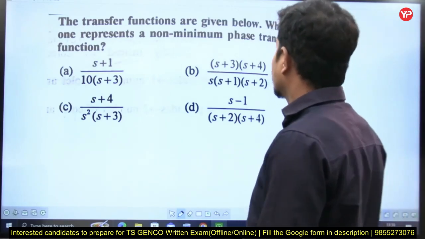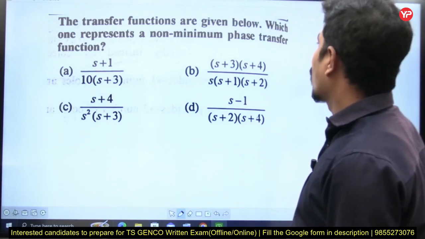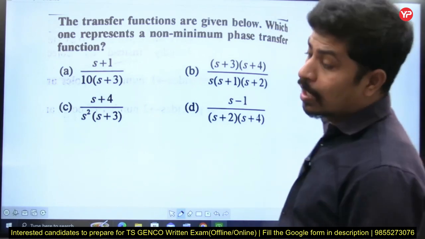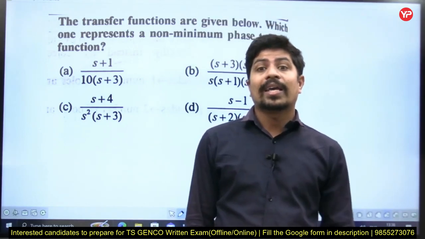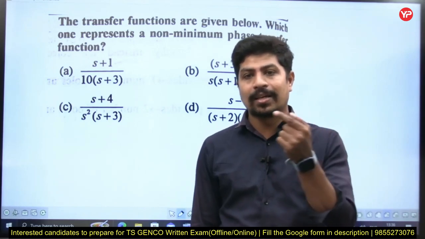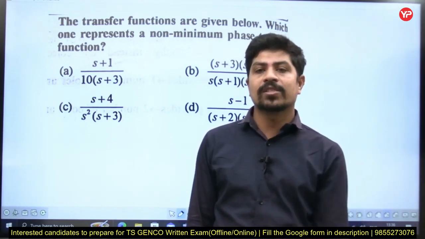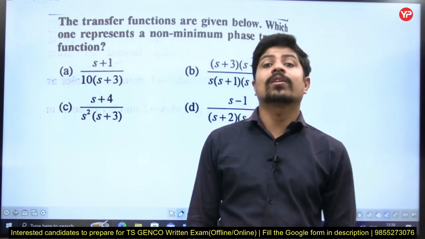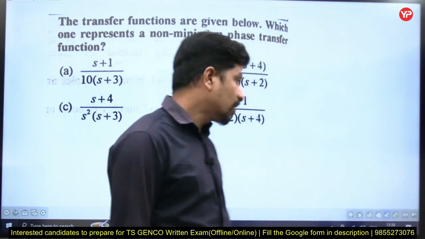The transfer functions are given below. Which one represents a non-minimum phase transfer function? What is a non-minimum phase system? If any pole or zero of the open loop transfer function lies in the right half of S plane, then that system is said to be a non-minimum phase system. If it is a closed loop transfer function, and any of its zeros is lying in the right half of S plane, then it is said to be a non-minimum phase system.